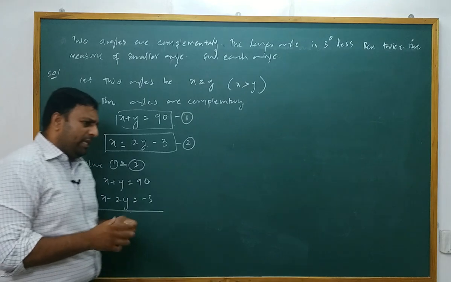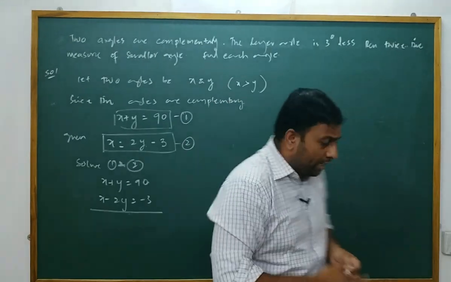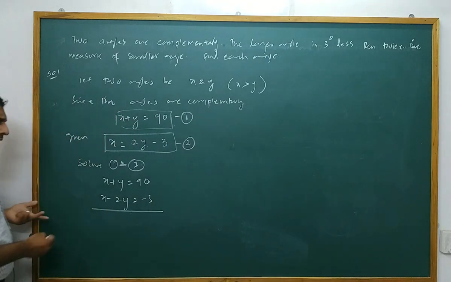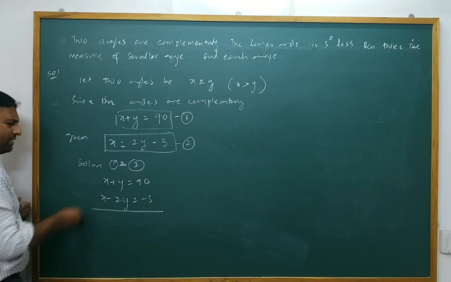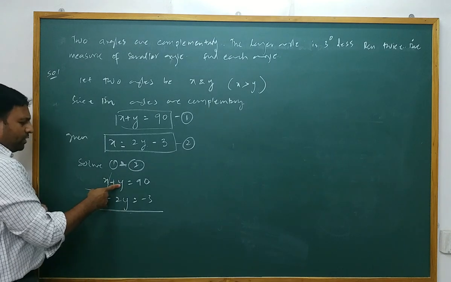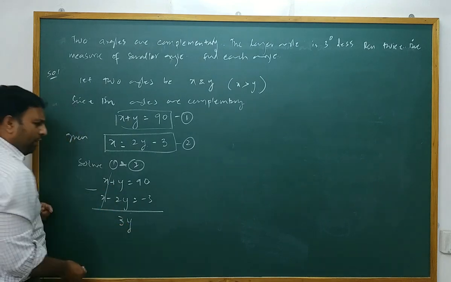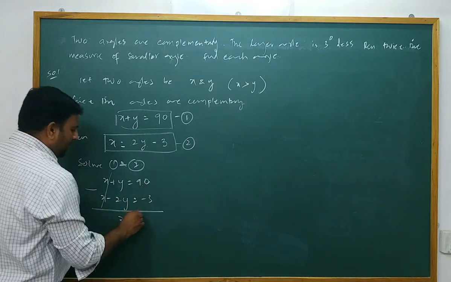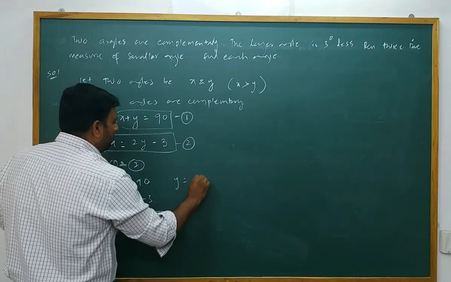Either by balancing the coefficients of x or coefficients of y. Now here you can see very clearly the coefficient of x is already balanced. So I need not take any additional strain. Now since both of them have the same sign, plus sign, I need to subtract. So x and x will get cancelled. Plus y minus minus plus. So y plus 2y will be what? 3y. 90 minus minus plus. 90 plus 3 will be what? 93. What is y equal to?